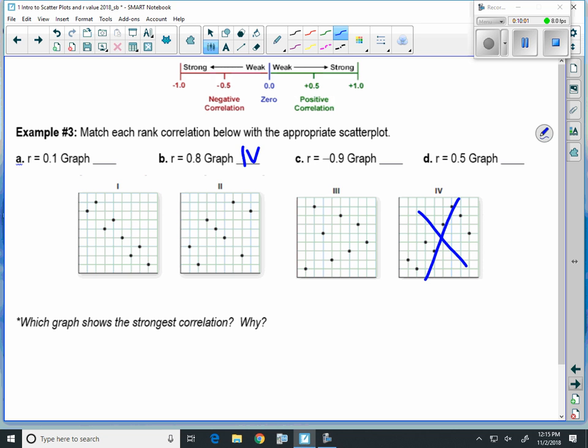Now letter C, negative 0.9. Well, obviously it's negative. Is it strong or weak? Strong. Very strong. That's really close to negative 1. Which one's a strong negative? Yeah, number 1.